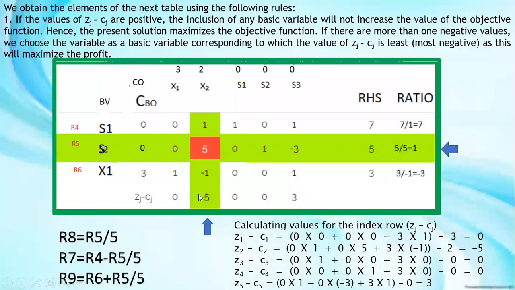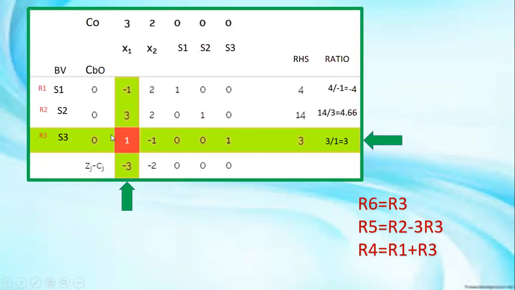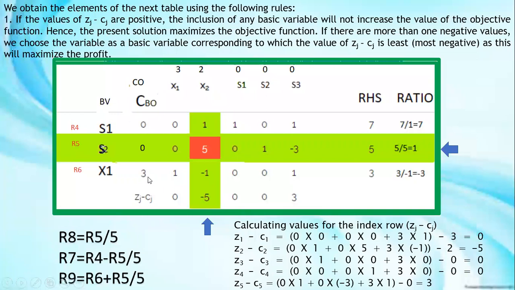So second, you have S3 is removed and X1 is entering. So you have to write these values. So you have the key element as 1. So write the third row as it is. So R6 will be equal to R3. You are writing the same element here. So you have to make the other column values as 0.